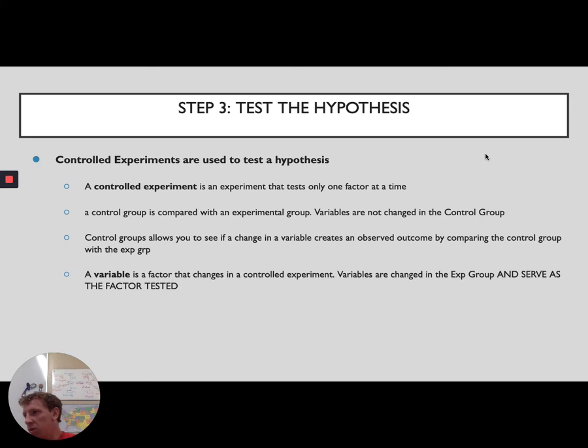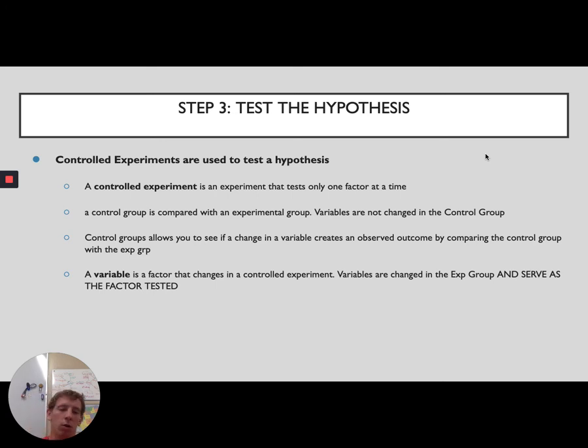Now with testing the hypothesis, this is step 3. You're going to use controlled experiments. A controlled experiment is an experiment that tests only one factor. So from your bubble lab, that would have been cup 1 is your control. A control group is compared with an experimental group.